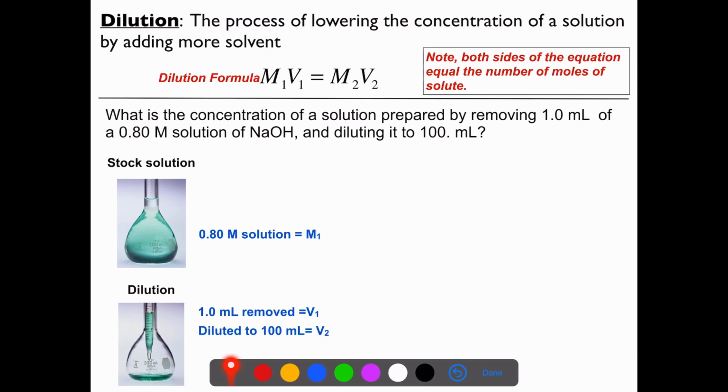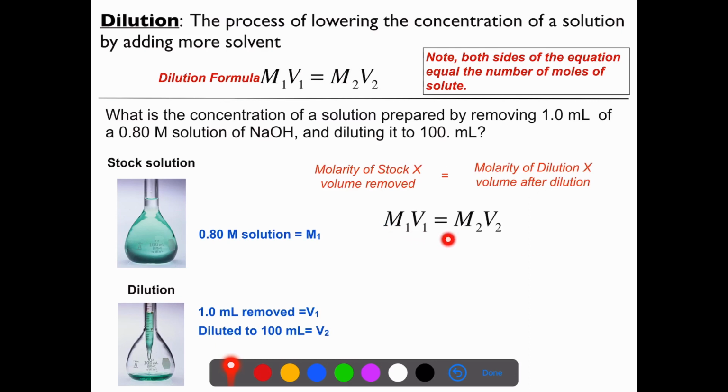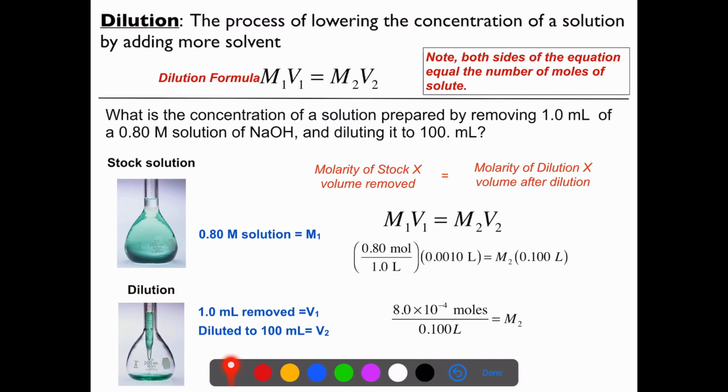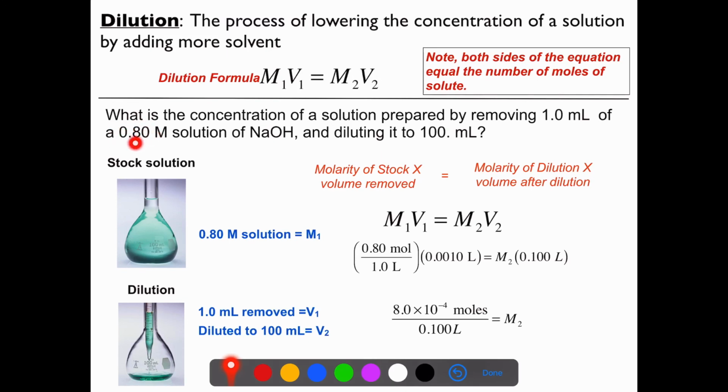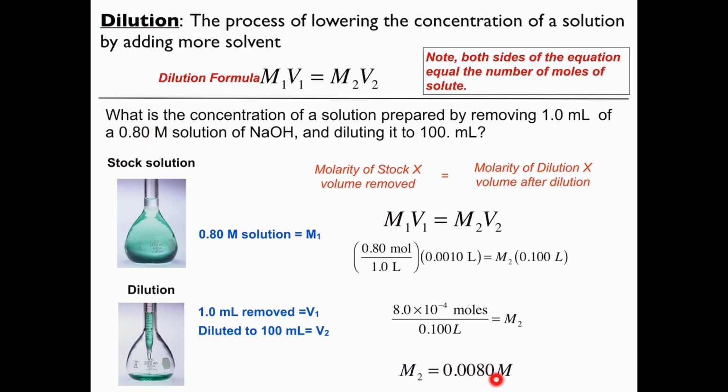So you can see in our formula, we know M1, we know V1, we know V2. So we can say M1 V1 equals M2 V2. Initial molarity is 0.8 molar. Our initial volume, I converted to liters, so we have 0.001 liters. There's the 1 milliliter. Our final volume is 0.1 liters or 100 milliliters, and so we can divide that to the other side. And here it is worked out, and so our final concentration, M2, is 0.0080 molar. And notice that should make sense. It is a less concentrated solution than we started with. We started with 0.8, we ended up with 0.008.